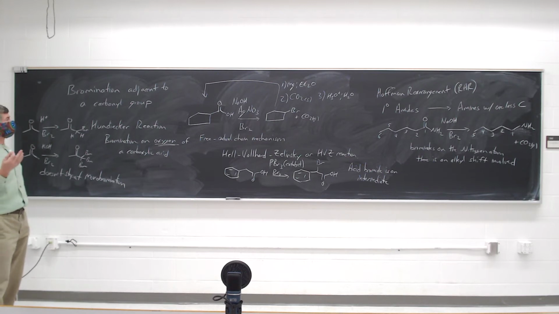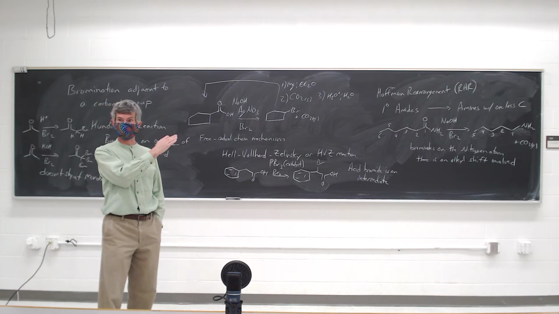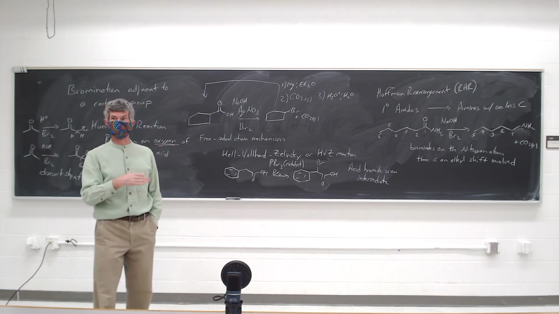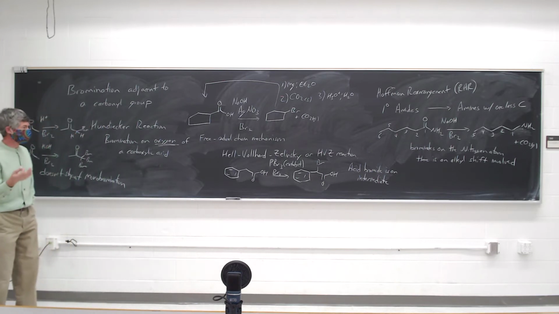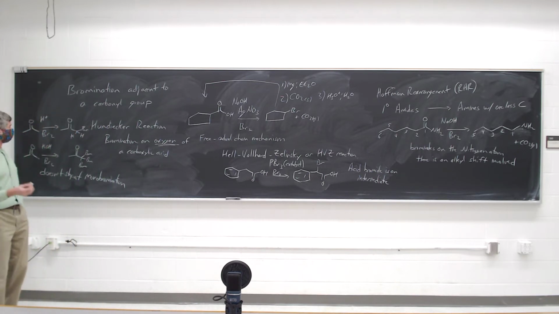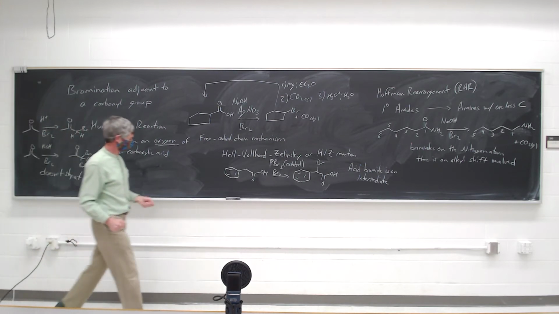So I want to go through them one at a time. I want to do the Hunsdiecker reaction first, and then we'll do the Hoffman rearrangement, and then we'll do the Hell-Vollhard-Zelinsky reaction last. And in the process of doing the Hell-Vollhard-Zelinsky reaction, I want to also show you these mechanisms, which we didn't see. They're in pre-recorded videos, but I didn't do them at the time.